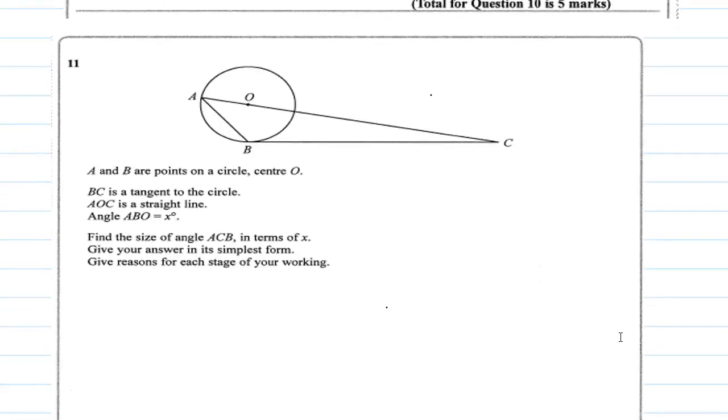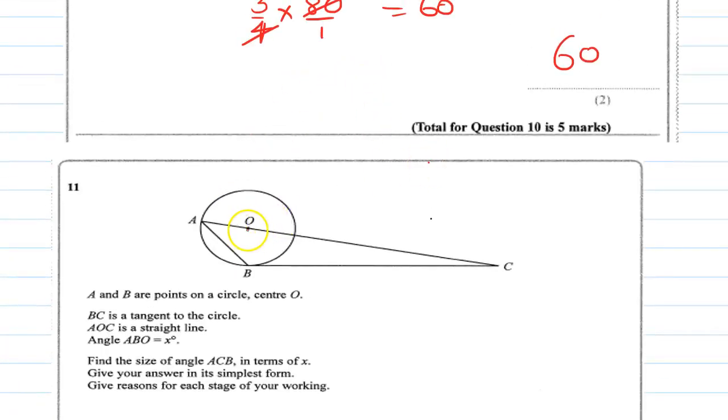Now in this question, they are saying, question number 11, A and B are the points on the circle with center O. BC is a tangent. So if from the center you draw a line to the given tangent, they always make a 90-degree angle. Now this will be radius, this will be radius, so this angle will be equal to this angle, x and x, right? So let's write down here OB is perpendicular to BC. Okay, so angle OBC is 90 degree.